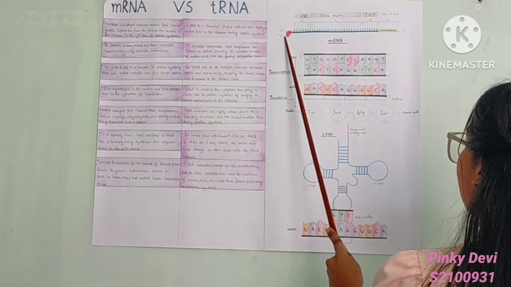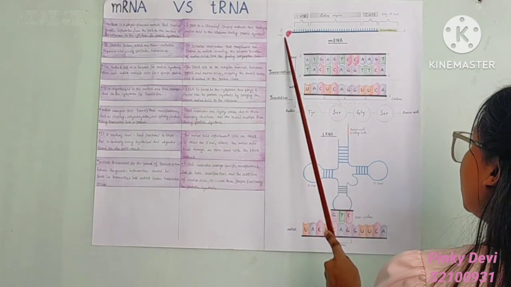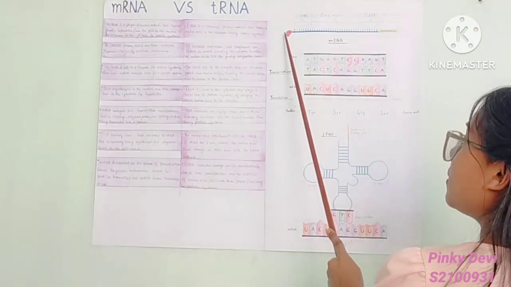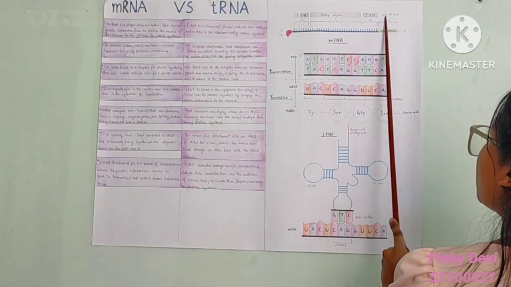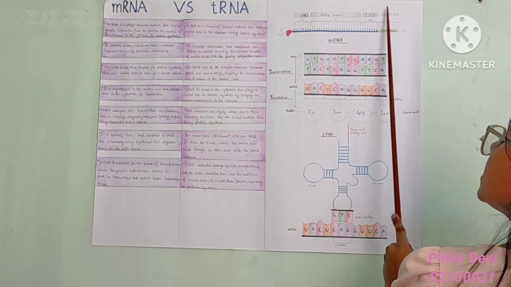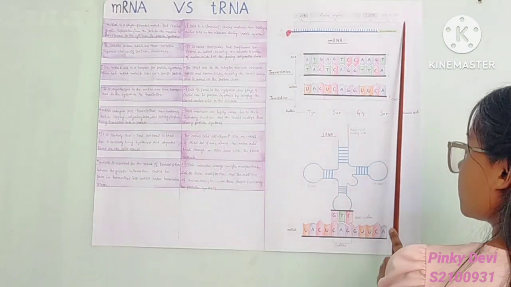Now the 5' cap. A cap of methyl guanosine triphosphate is present at the 5' end, and the last one is the poly A tail. The polyadenyl tail is present at the 3' end.